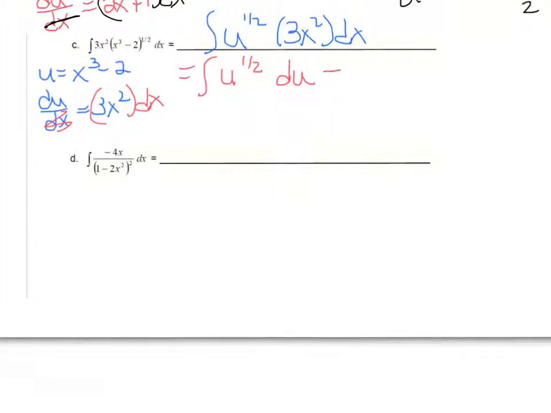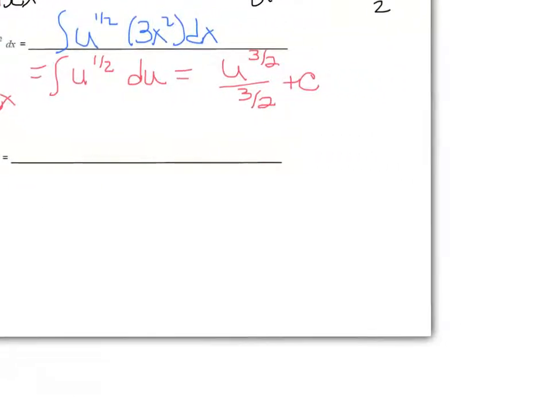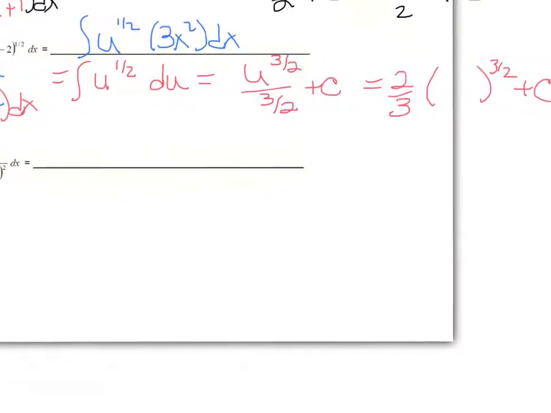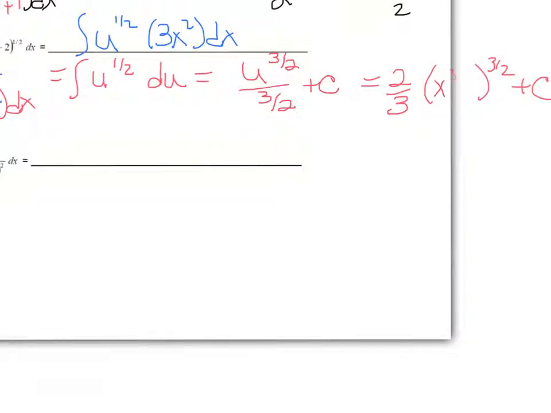Now I'm going to add 1 to my exponent, divided by the exponent. We have to substitute back in the original u function, and I'm going to multiply by the reciprocal of the denominator. So now the original u was x to the third minus 2.